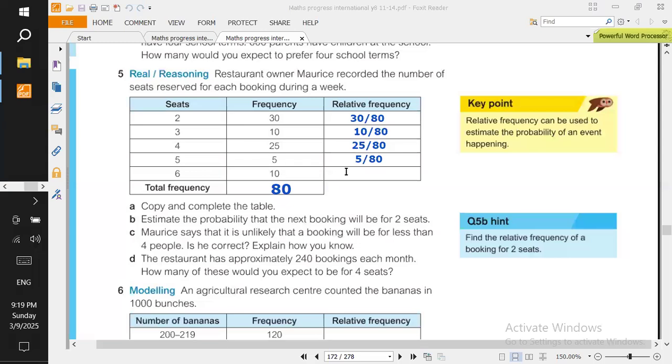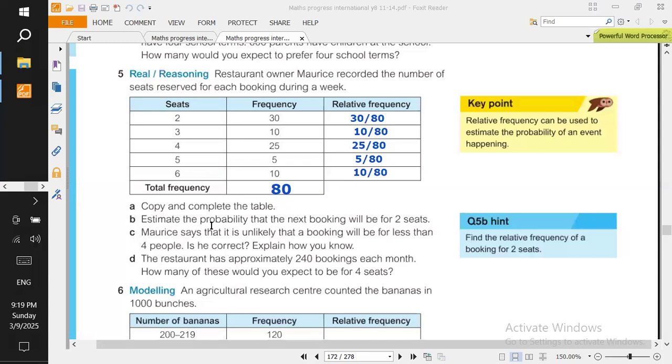And then 10 over 80. We call these the relative frequencies. So basically, you find the total frequency, and then you put the frequency over the total frequencies. Now, after finding the relative frequency, as we said, we're going to use it to solve the questions.